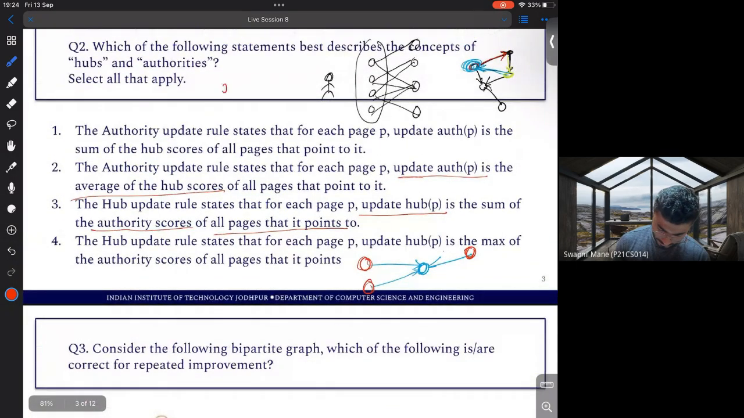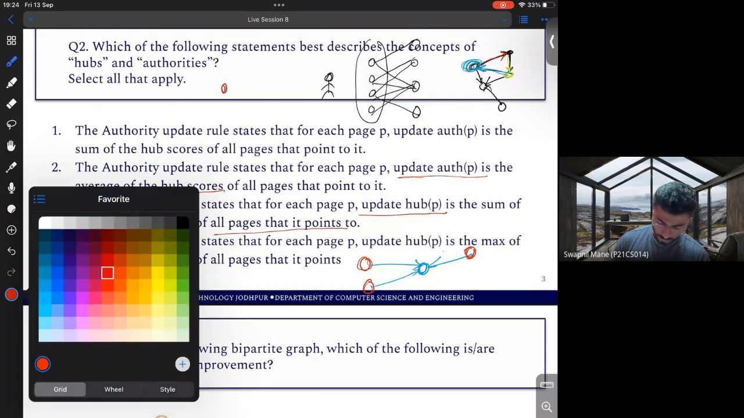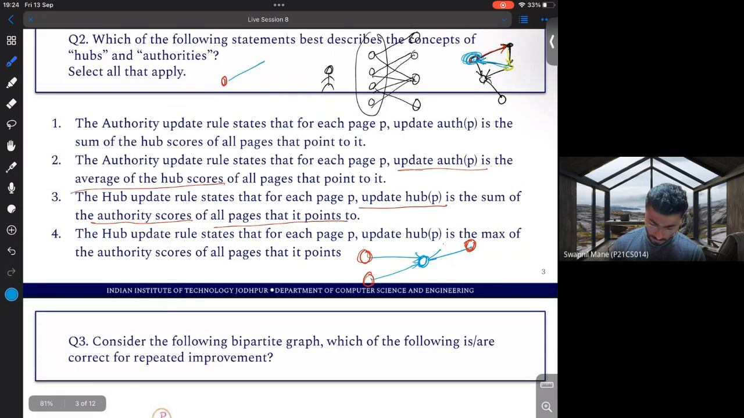So here, let's take this side. This is a node, the red node representing a hub, right? And let's take this one. These are the authority nodes pointing to this recommender, right? So here we have to calculate. It is saying the sum of the authority scores of these authority nodes that are pointing to that particular hub. So we are taking the sum of all the authority scores of all the pages that point to it.